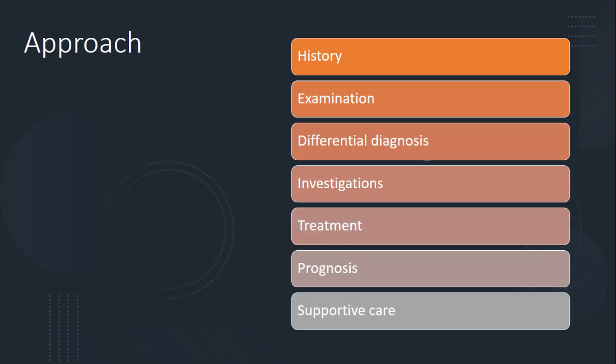Then the way I approach it is by history, as in all neurology cases, examination, differential diagnosis, what investigations could be done to find the etiology of paresthesia, some treatment options, prognosis, and like in any usual neurological case, supportive care.